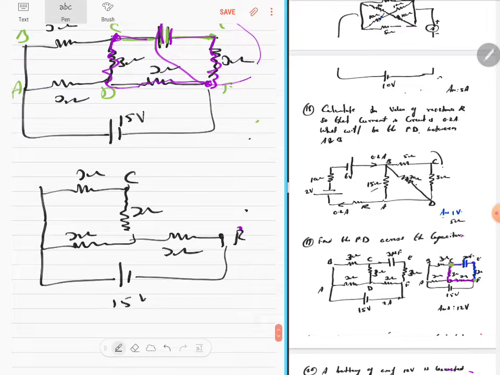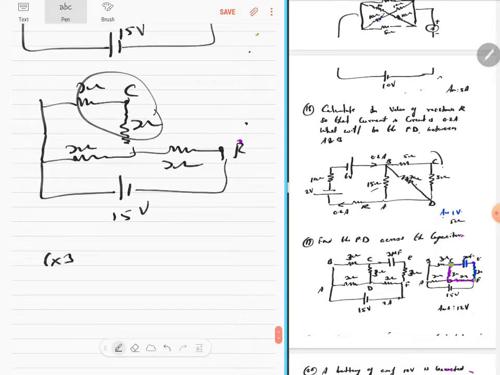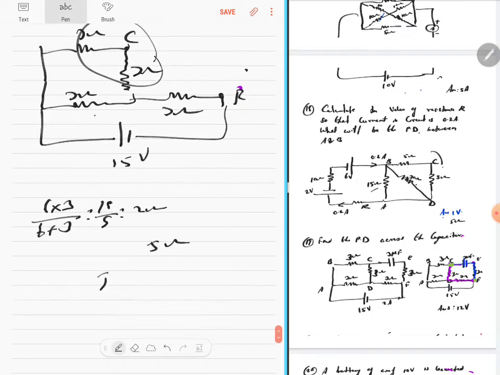Then these two are in series, 6. That 6 and this 3 is in parallel, which is 6 into 3 by 6 plus 3, which is 18 by 9, which is 2 ohms, and that 2 and this 3 is in series. So 2 and 3 becomes 5 ohms. To find the current, I is equal to V by R, which is 15 by 5, which is 3 amps is the current.